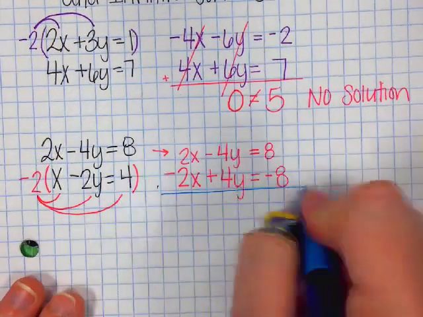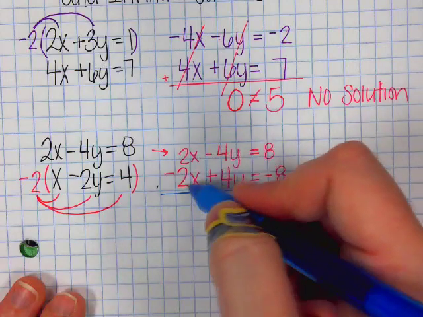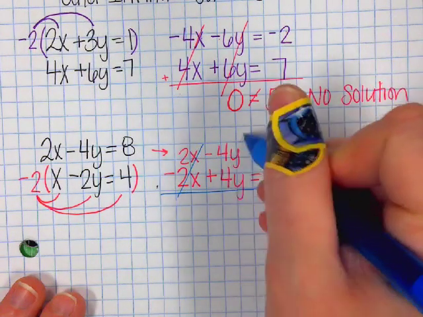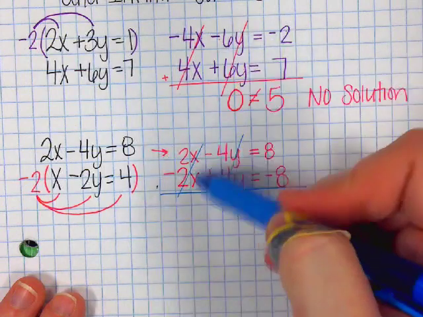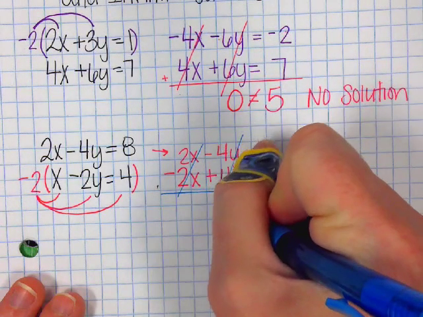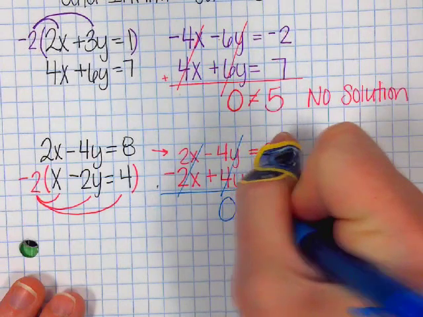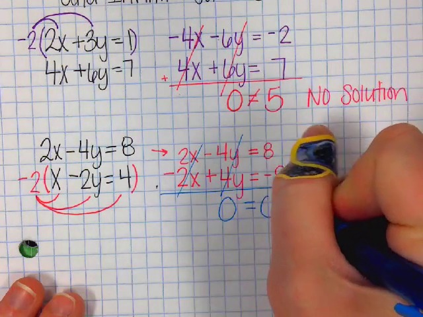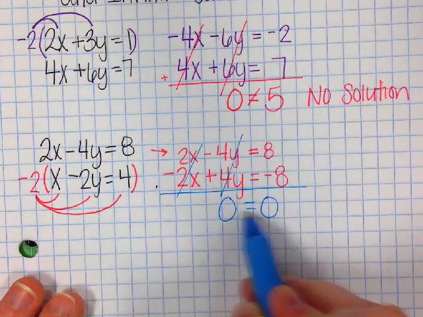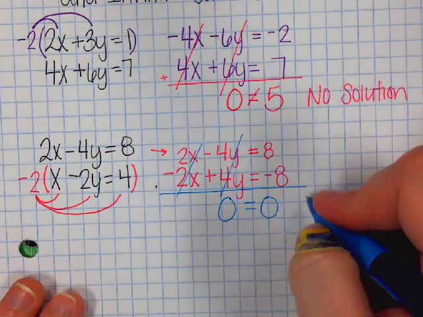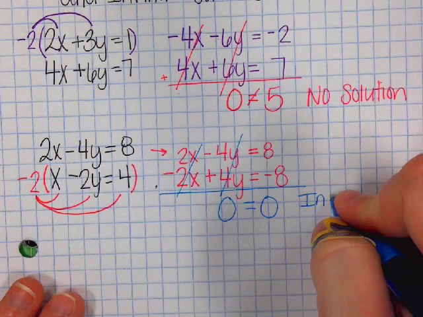Okay, now again combine them. 2x minus 2x cancels. -4y plus 4y cancels. So that's the same between infinite and no solutions. So this side equals 0, and 8 minus 8 is also 0. Well, 0 always equals 0. So it's infinite.